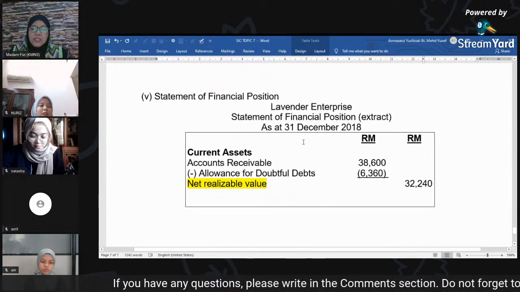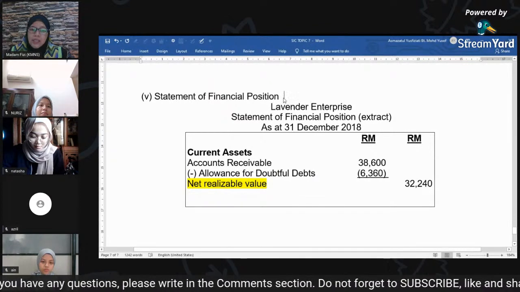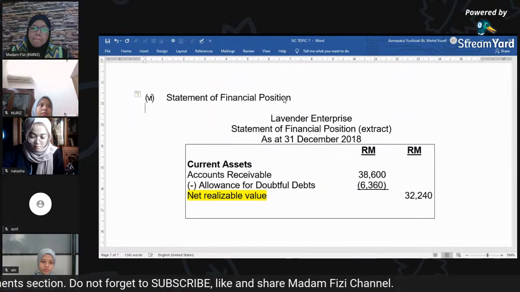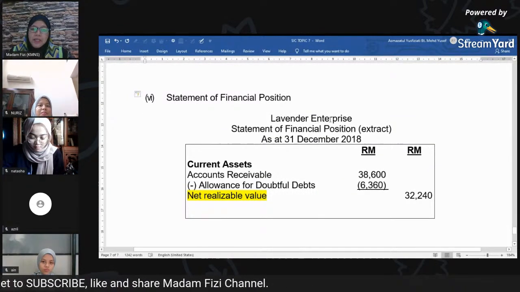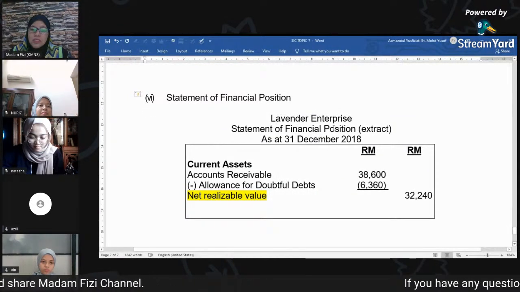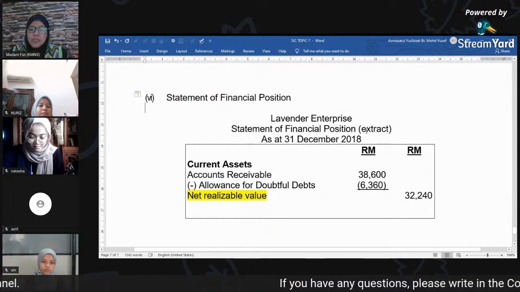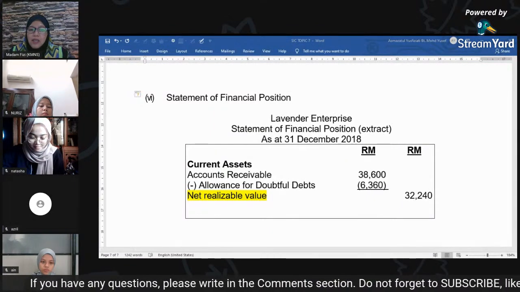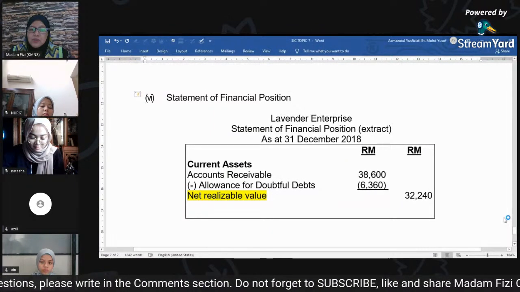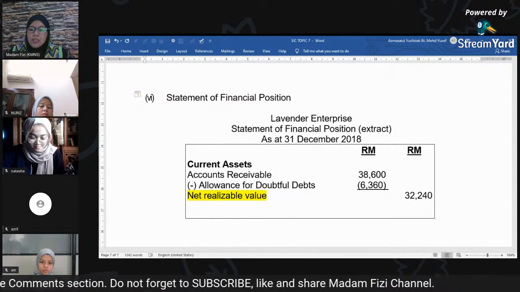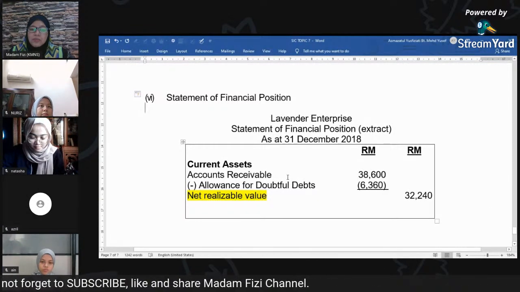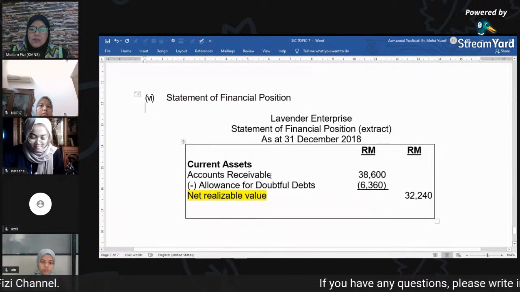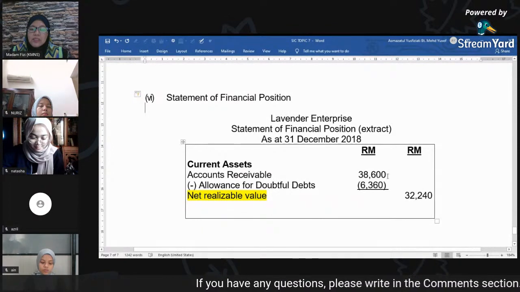So, firstly, write down the title. The title is Lavender Enterprise Statement of Financial Position (extract). Why we put extract? Because kita nak buat account receivable sahaja. As at 31st December 2018. So, accounts receivable is current asset. So, write down the current asset. And then write down the accounts receivable is 38,600.